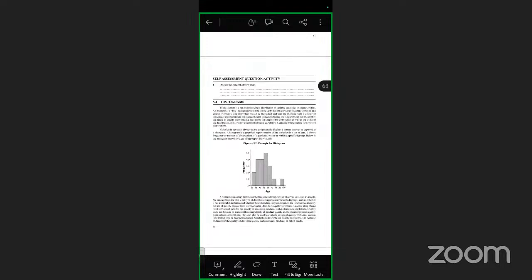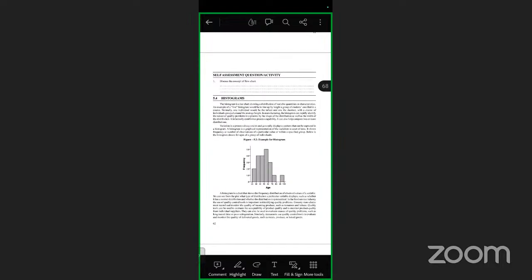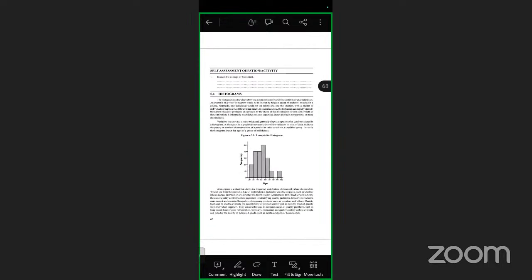For example, a live histogram would line up by height the group of students enrolled in a course. So here is an example of a histogram, age versus frequency. Normally one individual would be the tallest, and one would be the shortest. Then there is the cluster of the individual group. What is a cluster? A group of people, an individual group around the average height.